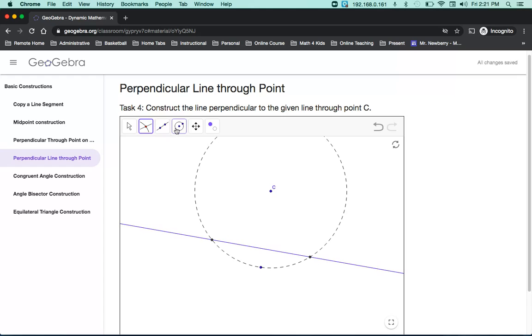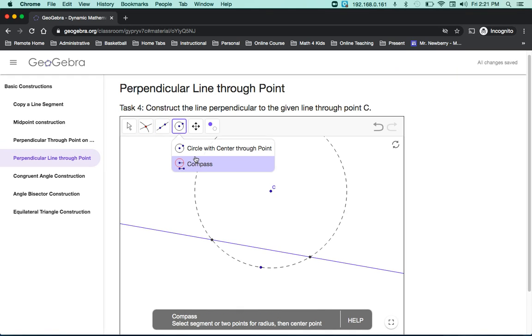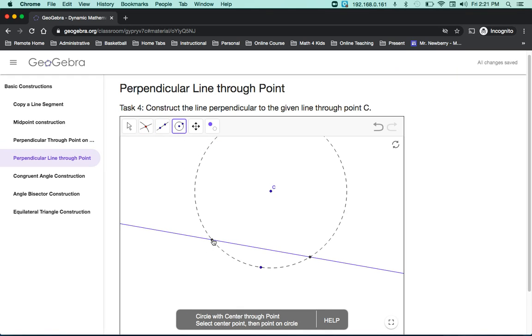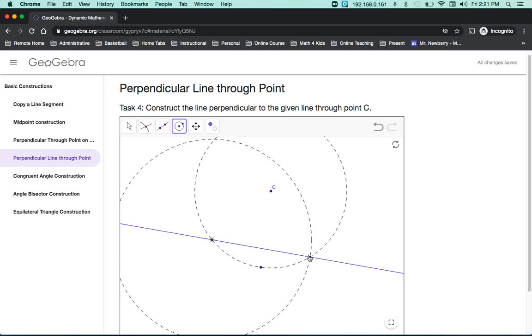Now I'm going to go ahead and do the circle tool again. I'm going to make a circle that has a radius from this endpoint to this one, and going the other direction, this endpoint to this one. So I've got two circles that are identical in size, right? I know they're identical because they have the same radius, right?